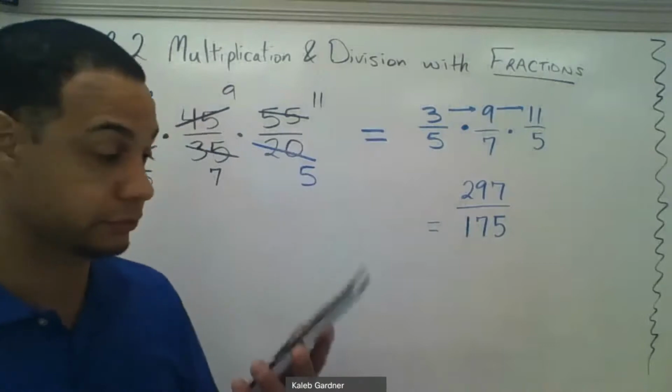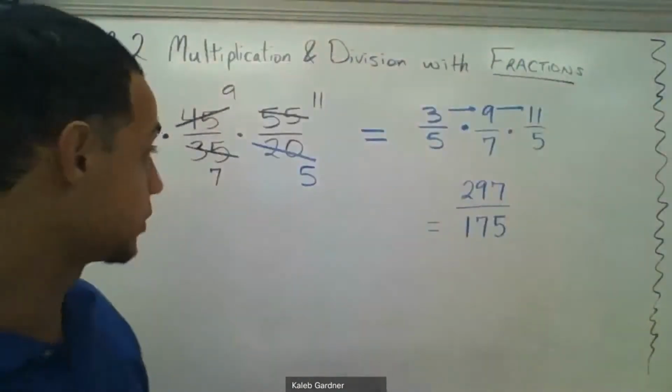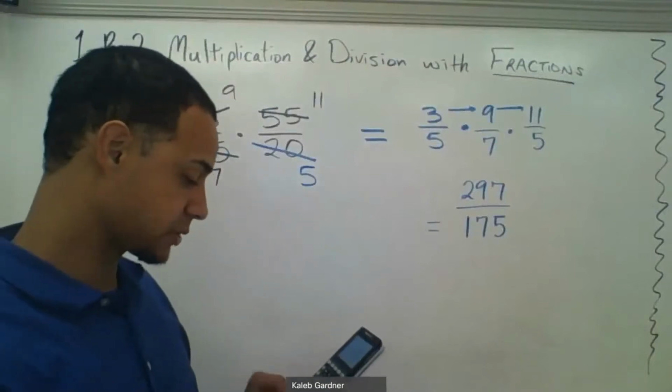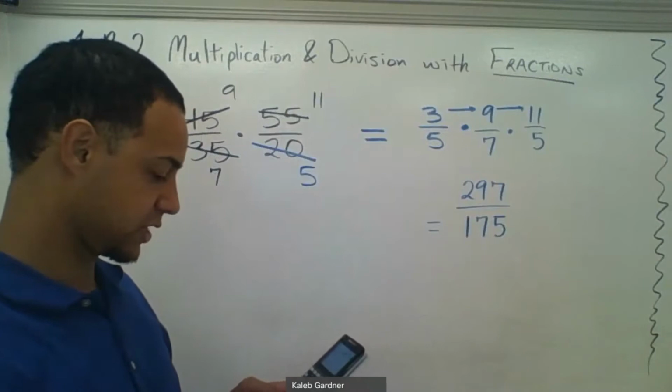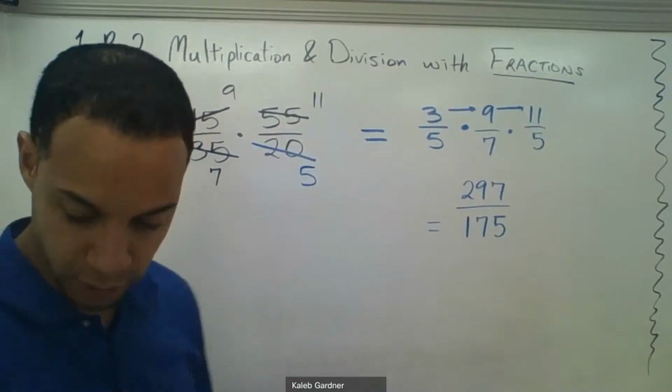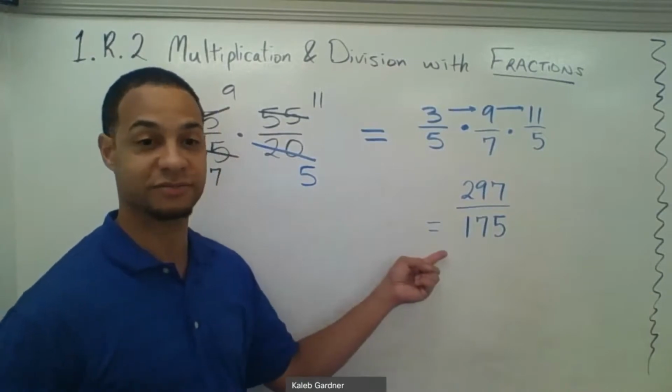Got my calculator now. And of course, oh, there it is. All right. So double checking, 3 times 9 times 11. Yep, that was right. 5 times 7 times 5. Hey, look at me, boy. I'm doing good today. This is our final answer.